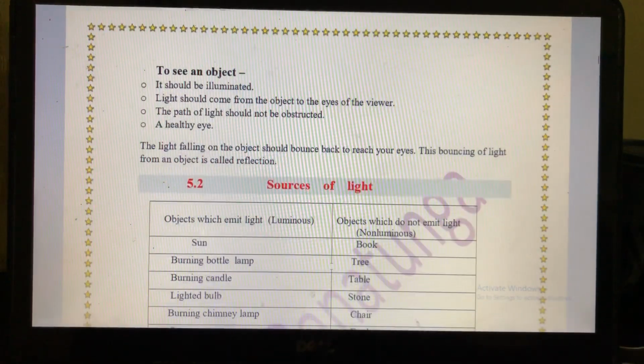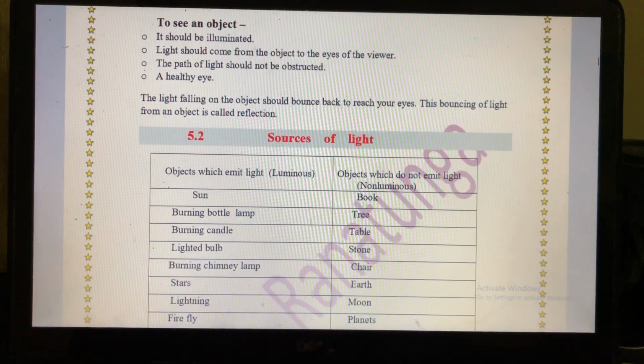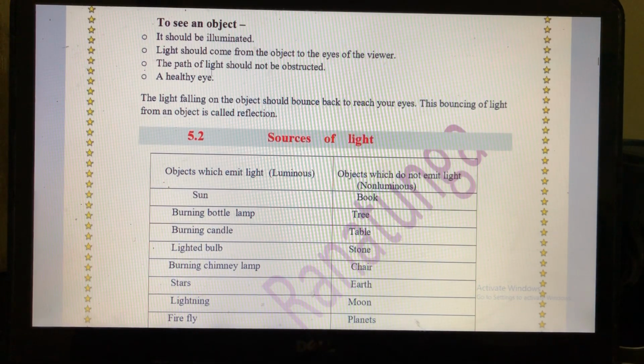To see an object, it should be illuminated. Light should come from the object to the eyes of the viewer. The path of light should not be obstructed, and you have to have a healthy eye. The light falling on the object should bounce back to reach your eyes. This bouncing of light from an object is called reflection.